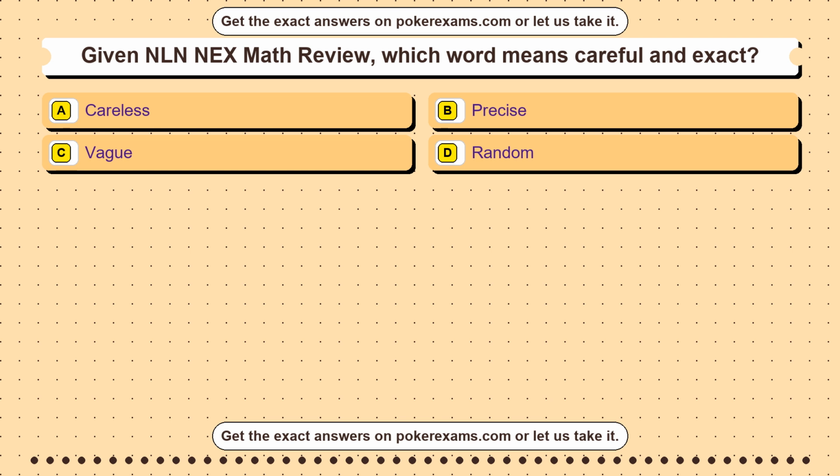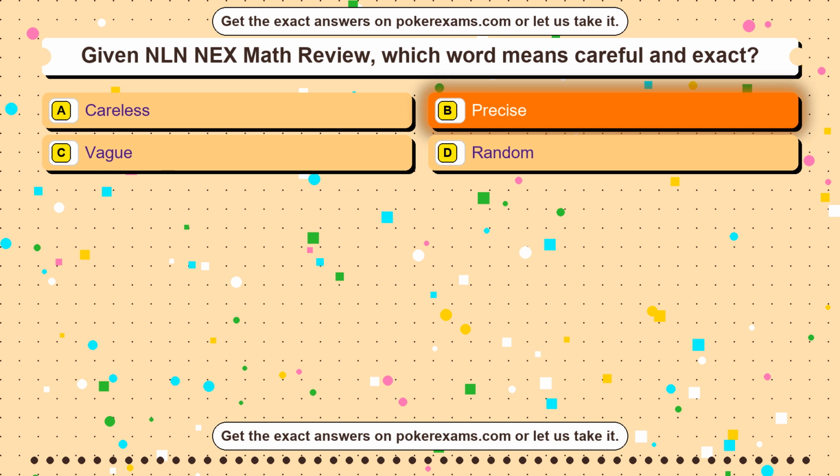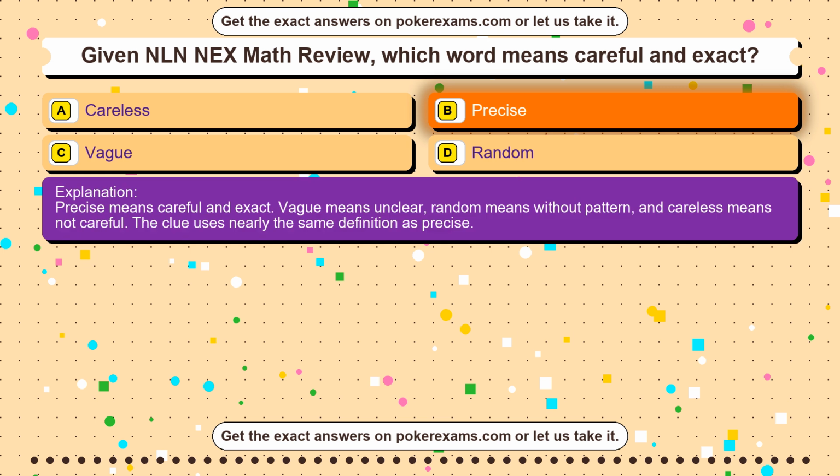Question 48. Given NLN NEX Math review, which word means careful and exact? Option A careless. Option B precise. Option C vague. Option D random. The correct answer is option B. Precise. Precise means careful and exact.